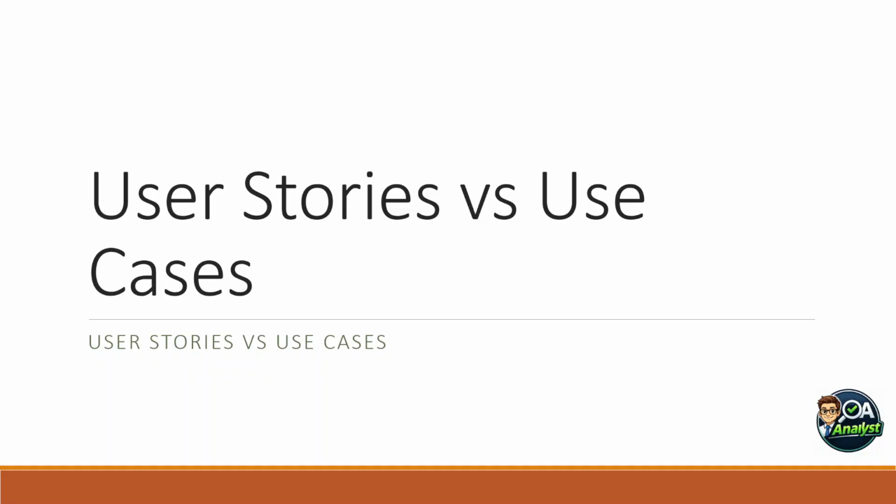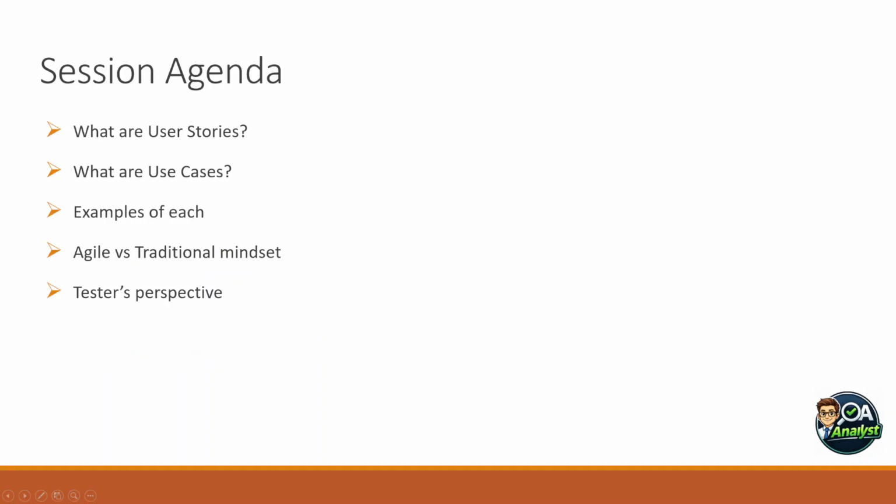So today we will slowly and clearly understand the difference between user stories and use cases, and more importantly why Agile prefers user stories and traditional models prefer use cases. So let's start from the basics. In this session we will cover what user stories are, what use cases are, how they look in real projects, key differences between them, and when testers deal with each of them. By the end of this video, the confusion will be completely removed.